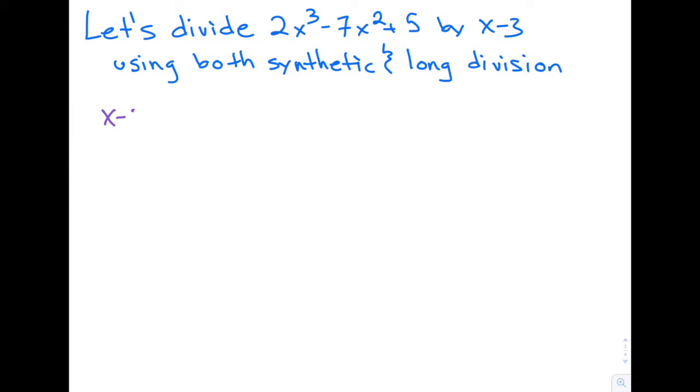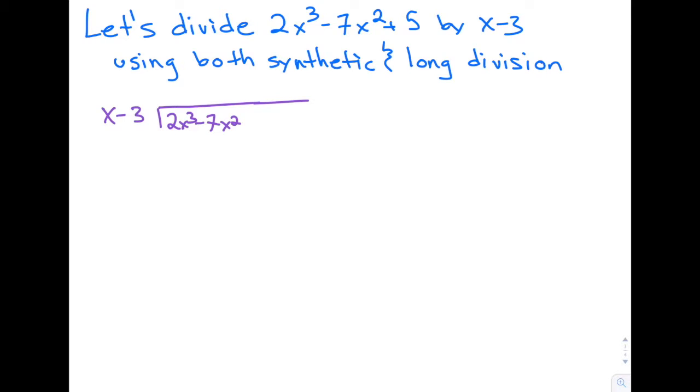So first, let's start with long division. So we'll set it up. X minus 3 goes into 2x cubed minus 7x squared. Now this is a bit where I'll typically write a placeholder. Since we don't have just an x in our original polynomial, we can write plus 0x plus 5. It's good to have those placeholders so you don't lose track of your long division. Okay, so now the first question is this. What do we need to multiply x minus 3 by to get something close to 2x cubed? We should start with 2x squared.